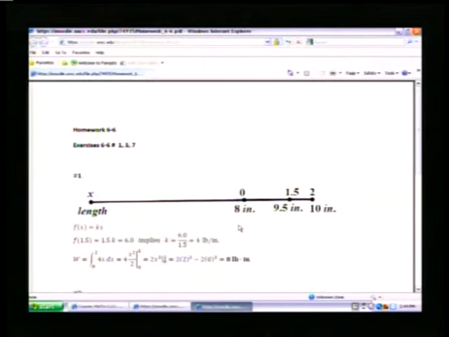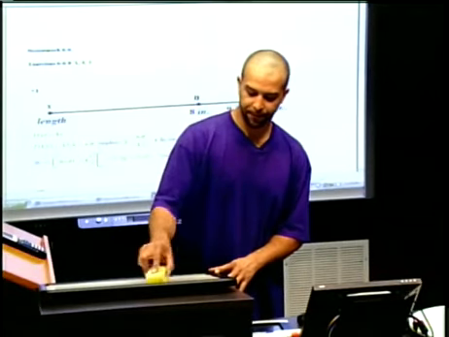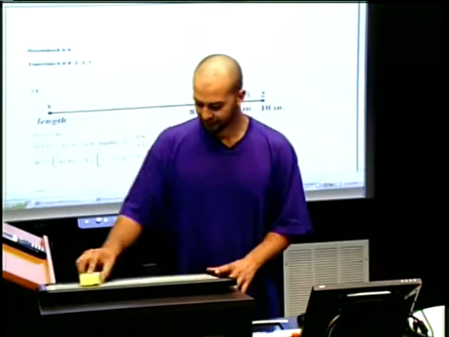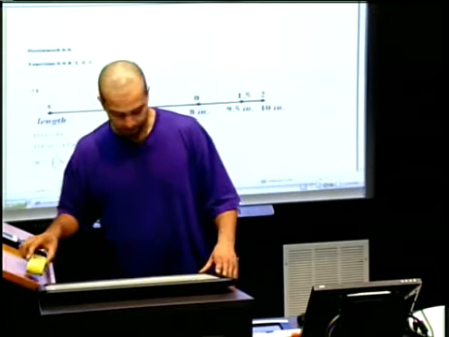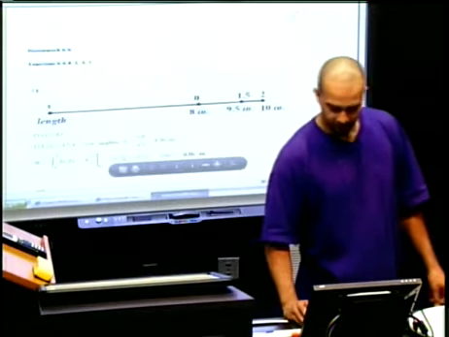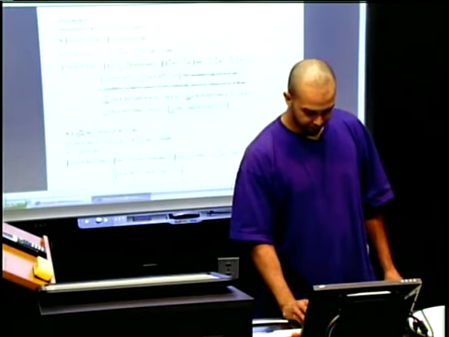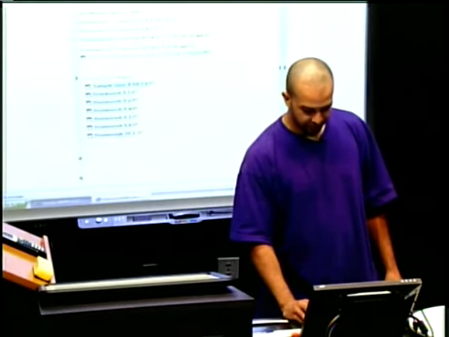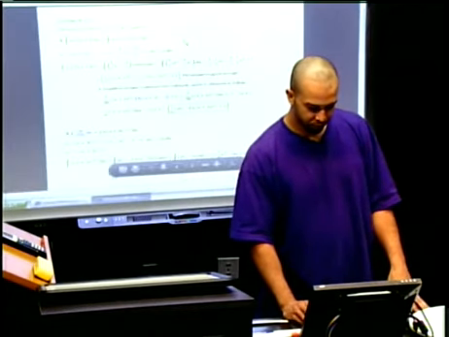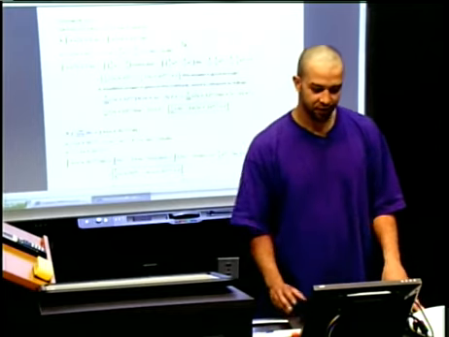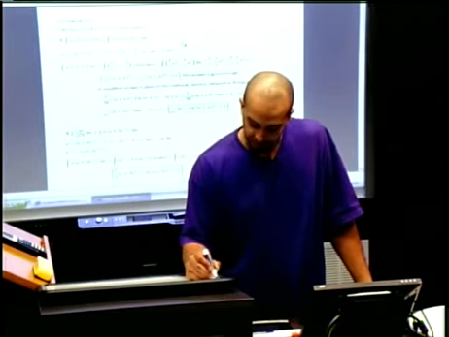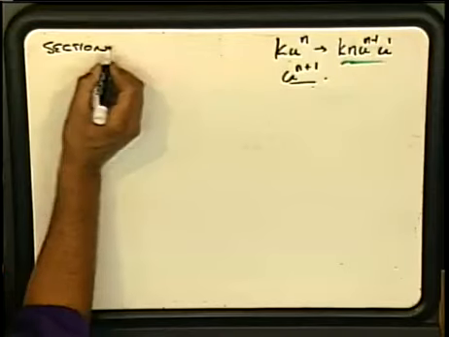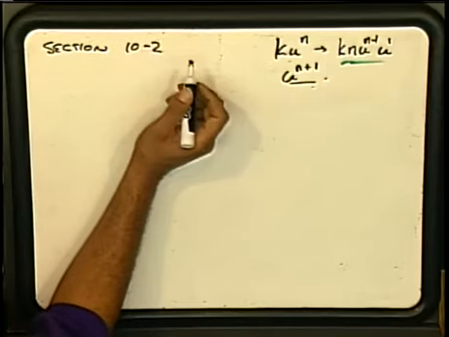Next section, 6.6, but it's not going to be on the exam. So, move to 10.2, which is integration by substitution. So section 10.2.